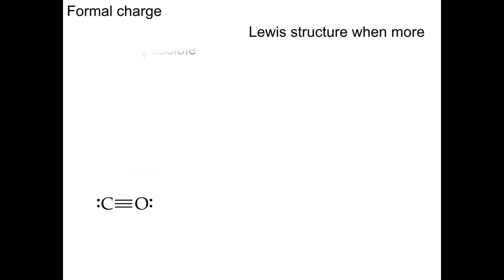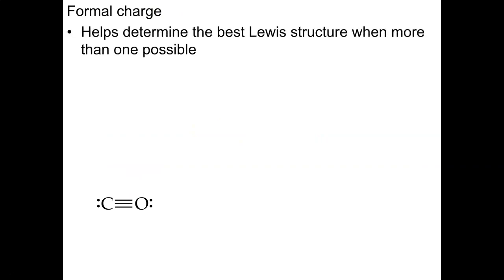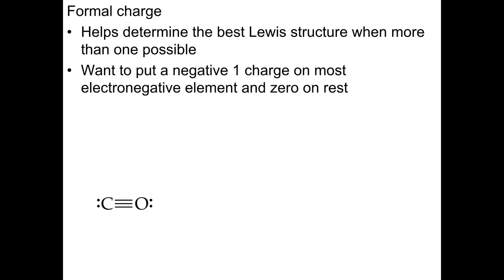All right, formal charge. This is the way you can tell which Lewis structure is the most desirable in a situation. You want to put a -1 charge on the most electronegative element and 0 on the rest. So I'm going to show you how to do this. The way formal charge works, you can look at the group number the element is in. So for carbon, that's group 4A, right? So 4, minus the total number of electrons surrounding that element. Lone pairs count as 2. For bonded electrons, you take half of that total.